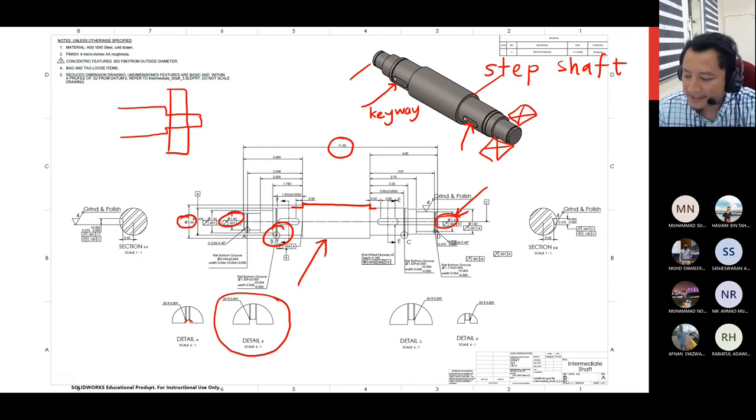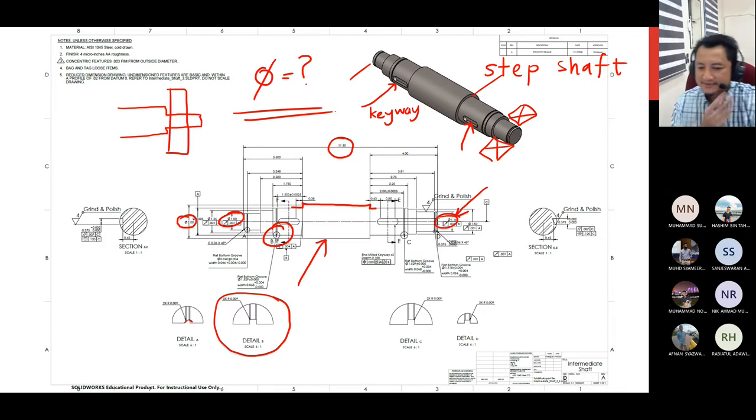Okay, so this is the drawing that you have to produce. But before you get to this drawing, you need to calculate what diameter is suitable. This is the difficult part. You need to calculate it properly depending on the load, and depending on the torsional condition.